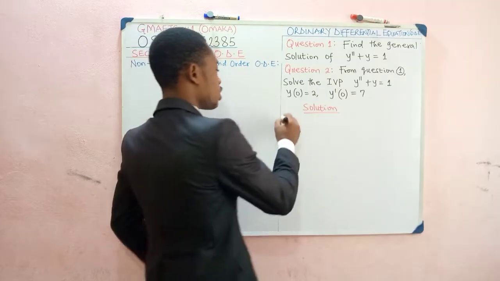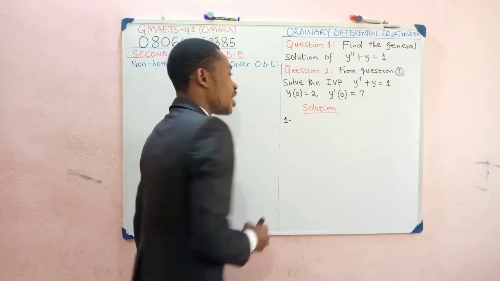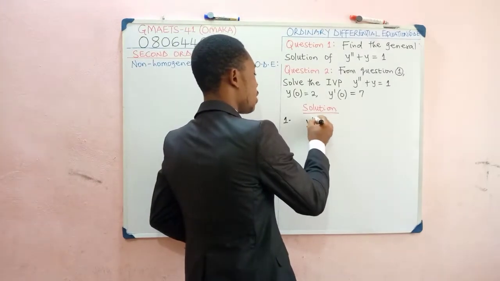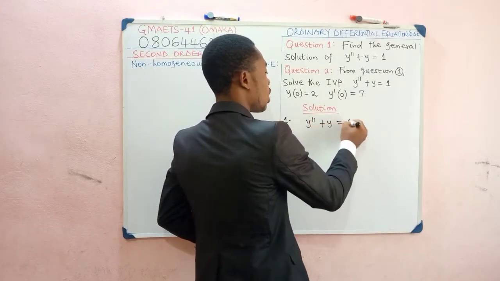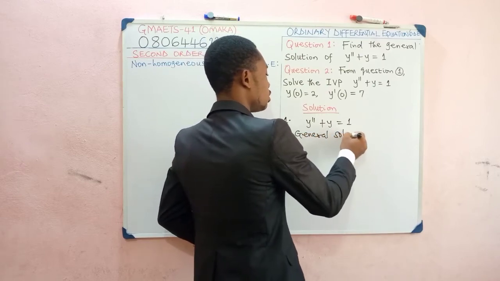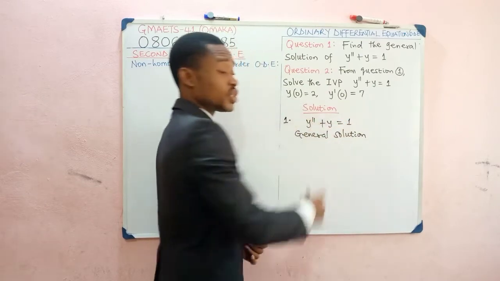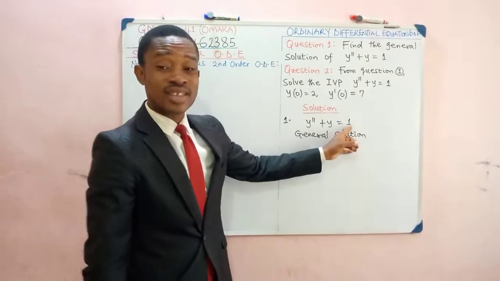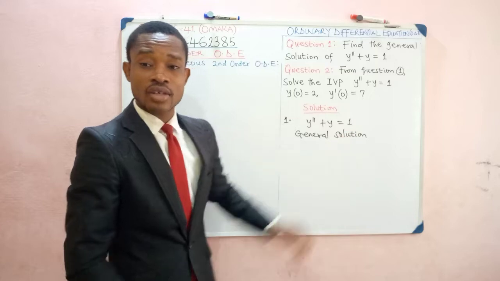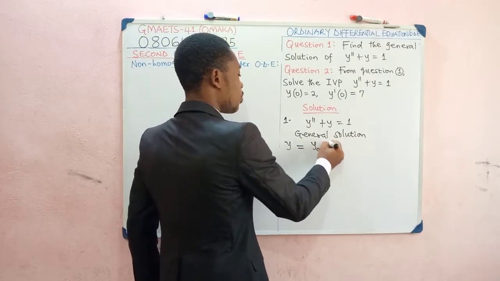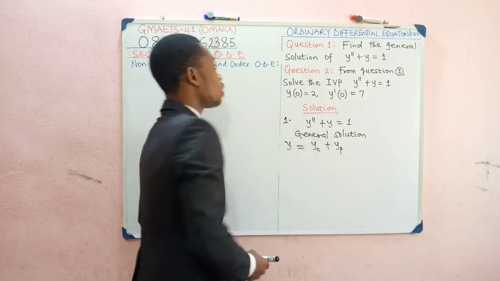Let us look at the first part of the question. We are asked to find the general solution of y'' + y = 1. The general solution is given as what? This is a non-homogeneous second order ODE. It is non-homogeneous because the right hand side is not 0. It's a function, and this is a constant. So our general solution y is equal to yc plus yp.